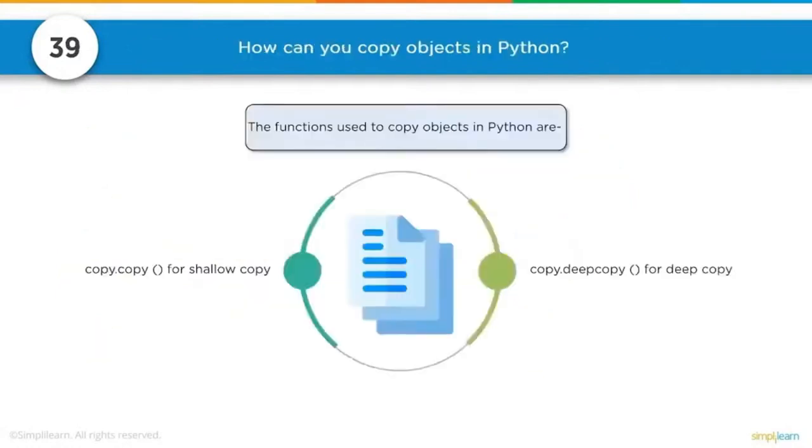Number 39. How can you copy objects in Python? The functions used to copy objects in Python, we have copy for shallow copying and deepcopy for deep copying.